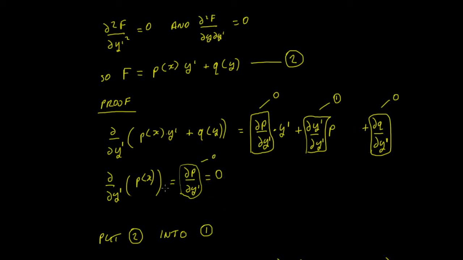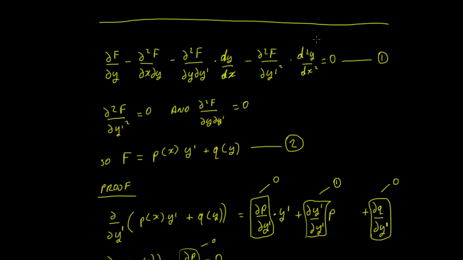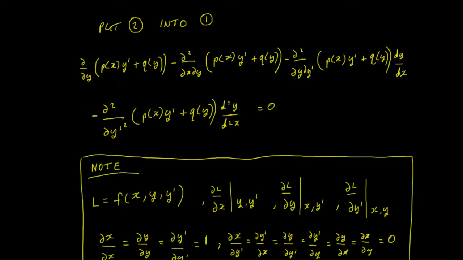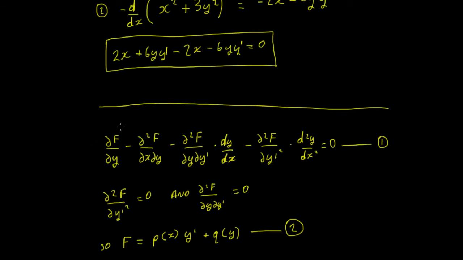So that's a little proof that the function is of that form. Now we know what form the function takes, we can put it back into the total derivative, since the Euler-Lagrange equation is written in terms of a total derivative. All we're doing is replacing the function f with these terms throughout the equation. I've replaced f with p of x, y derivative plus q of y, so you end up with the four terms: term 1, 2, 3 and 4.